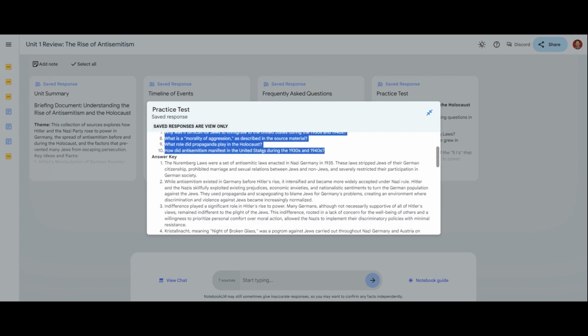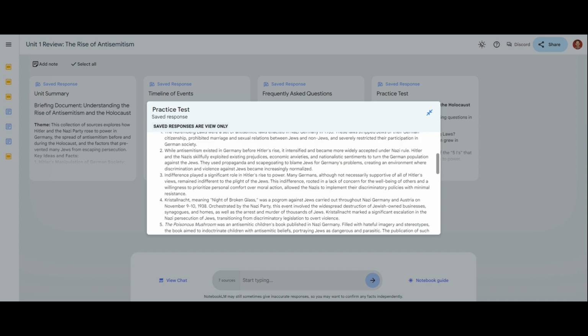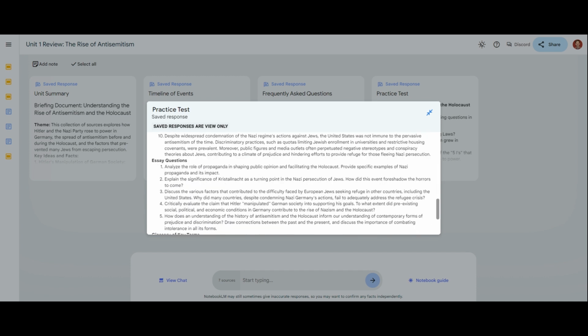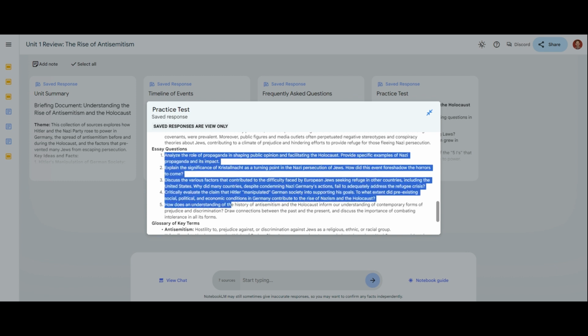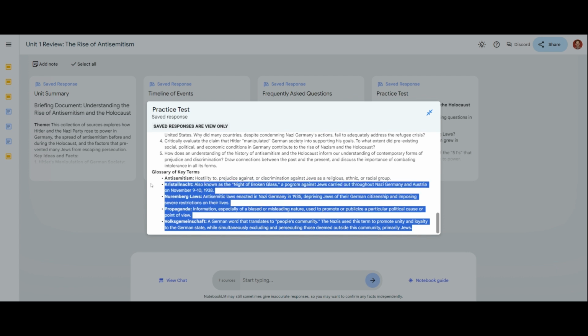And then to see if you got it right, you can go on down, and these are the answers to each one of those 10 questions. Essay questions if you'd like to practice even more. And then down here at the bottom are a few key terms, vocabulary terms that are sort of the heavy hitters from the unit we just explored.